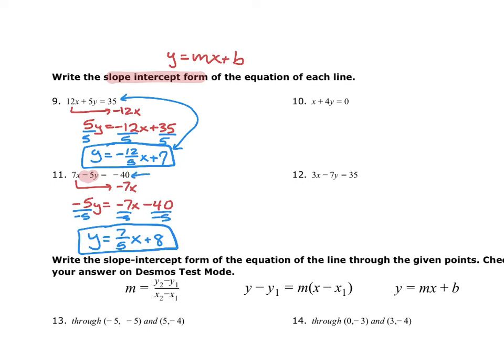Again, these two equations are the same, they're equivalent, they're just written in different forms. The first one is in standard form, the second one is in slope-intercept form.